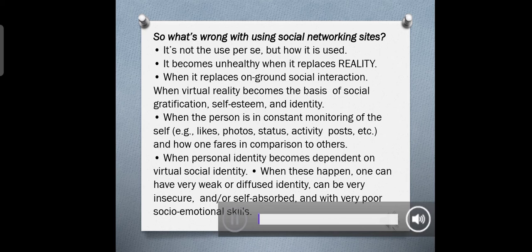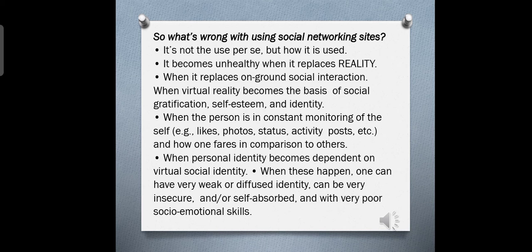So what's wrong with using social media networking sites? Number 1, it is not the use per se, but how it is used. So hindi ito about sa paggamit, kundi kung paano natin ito gamitin. Number 2, it becomes unhealthy when it replaces reality. So unhealthy na siya kapag hindi na reality yung mga pinupost mo or hindi na mga kapani-paniwala yung mga pinupost mo or fake na, nagiging unhealthy na siya.